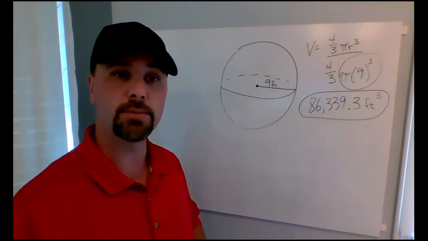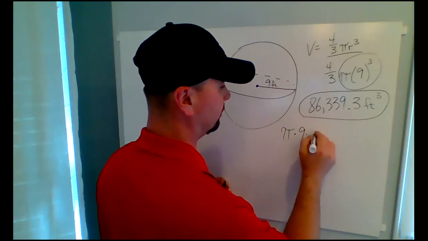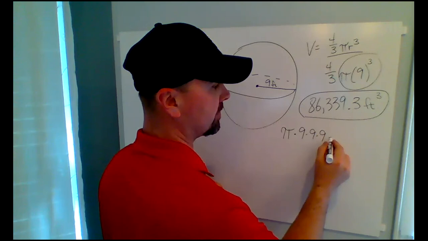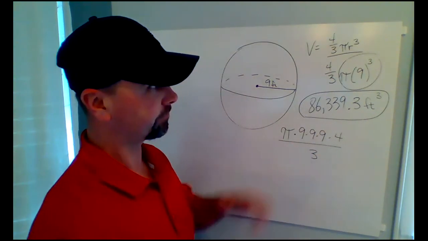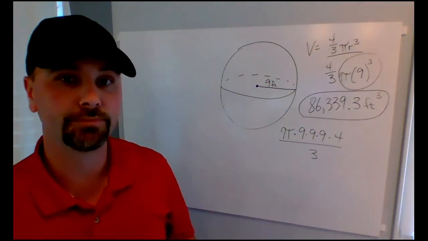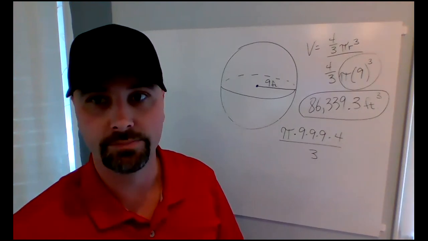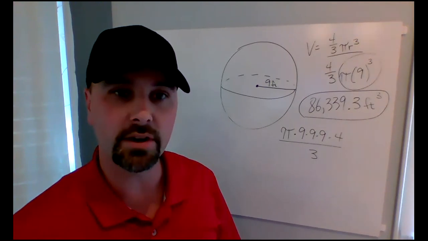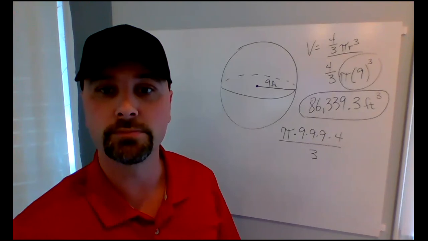Pi times 9 times 9 times 9, and then times the 4/3, I did times 4, but then basically divided by 3. That's how you do that, okay? That's probably the toughest problem you're going to have, is a sphere. And you may not even get one. I think you're guaranteed to get a cylinder and probably a pyramid. If you get a sphere, it's going to be tough, but that'd be how you can do it.